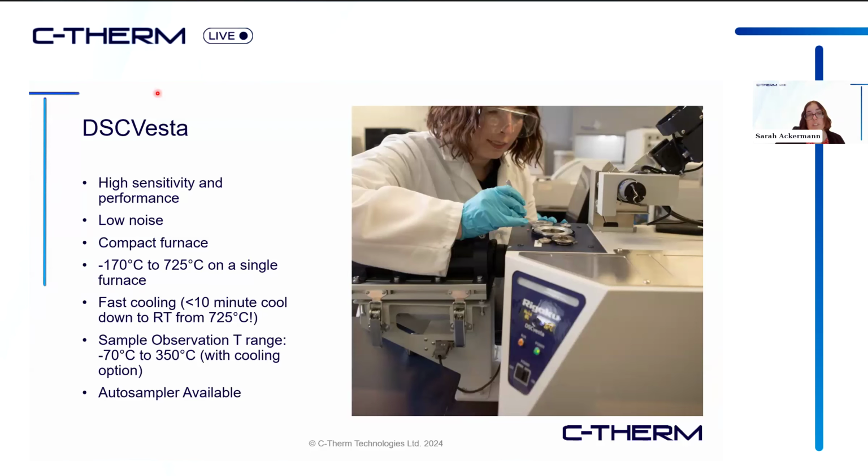And the sample observation temperature range is a little bit more limited. You can go from minus 70 up to 350 degrees C. Below about minus 70, you'll get some frosting issues. And above that temperature point, the thermal strain gets a bit too much for the optics. There is an auto sampler available for the system as well.